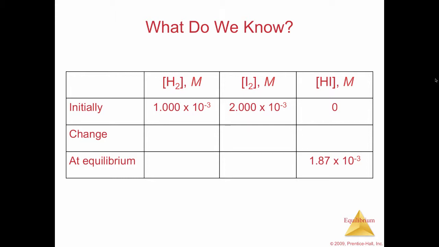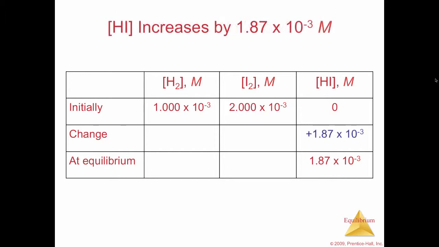So we were given the initial concentrations of the two reactants, 1 times 10 to the negative third molar in hydrogen and 2 times 10 to the negative third molar in iodine. And there was no product present initially. We were also given the equilibrium concentration of the product, 1.87 times 10 to the negative third, and therefore we can figure out what the change was. So we must have added that quantity to the concentration.